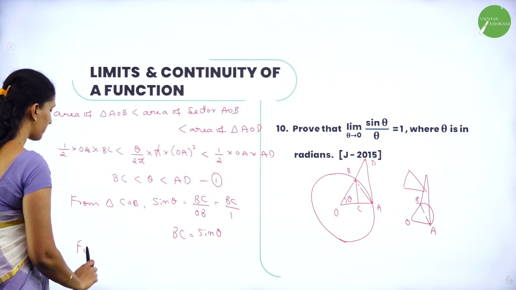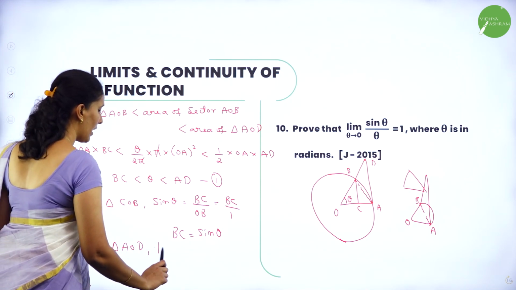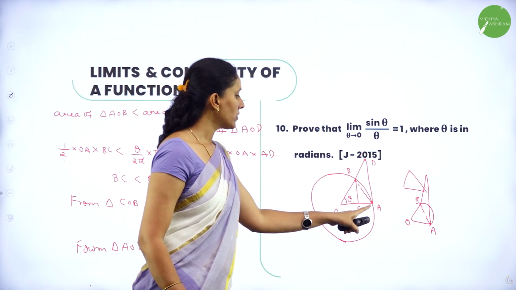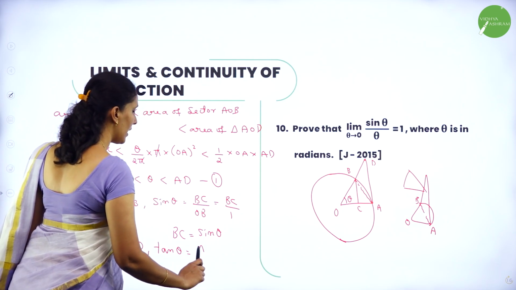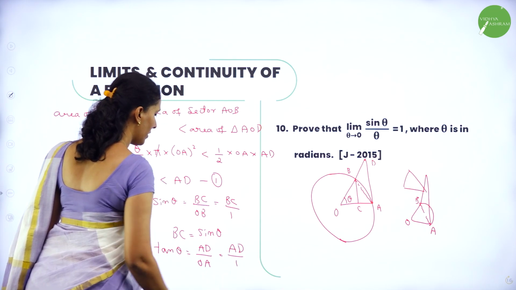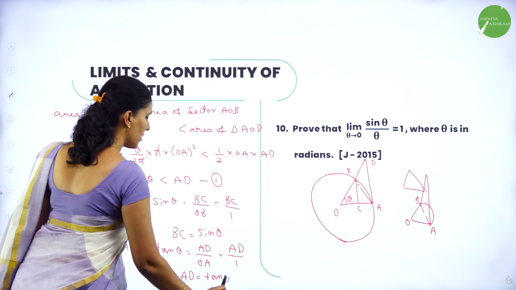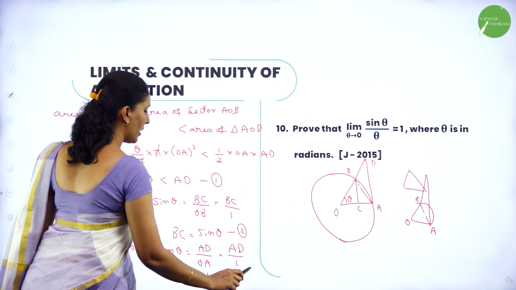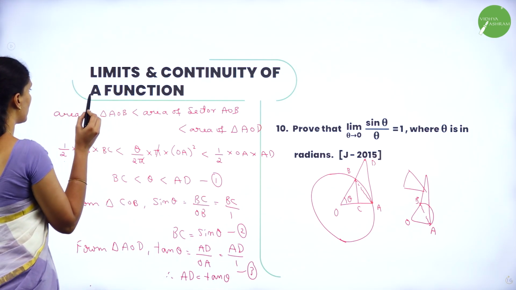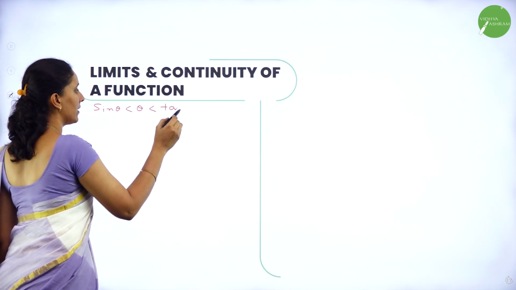Similarly, from the triangle AOD, we can write tan theta is equal to opposite by adjacent, that is AD by OA. So here also we'll get AD divided by 1. Therefore I can write AD is equal to tan theta. Now take this as 2 and this as 3. If you substitute 2 and 3 in equation 1, we'll get sin theta less than theta less than tan theta.